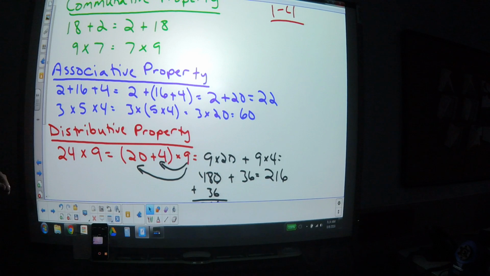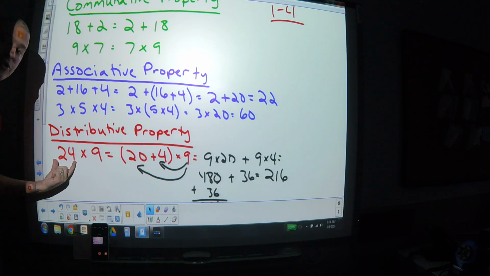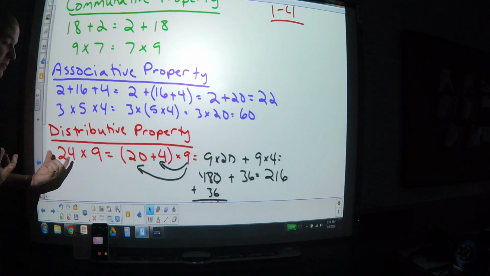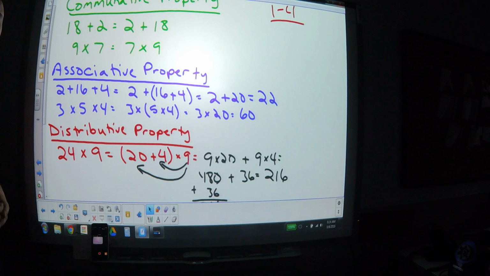As I said, the distributive property is a lot harder to grasp. Just take the larger number, break it into two smaller numbers, or into something easier, usually something that ends in 0, which is going to make life a lot easier to be able to multiply things together.